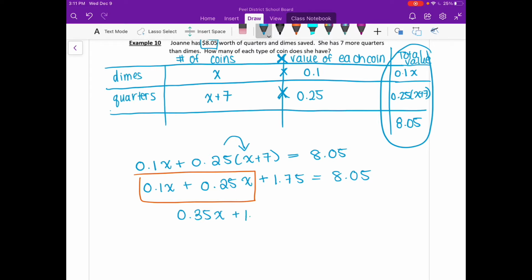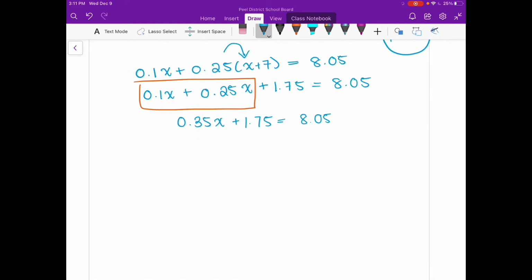Plus, I still have that 1.75 left over, equals 8.05. Right? Now what I'm going to do is try to get the x by itself. So I'm going to do 0.35x. I want to get rid of the 1.75: minus 1.75 equals 8.05 minus 1.75, right? So I have 8.05 minus 1.75 equals 6.3 over here. I'm going to get rid of those, and I'm left with 0.35x.